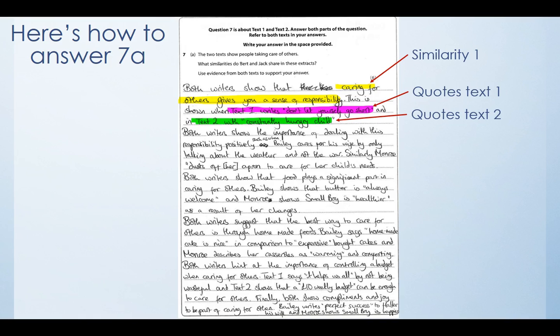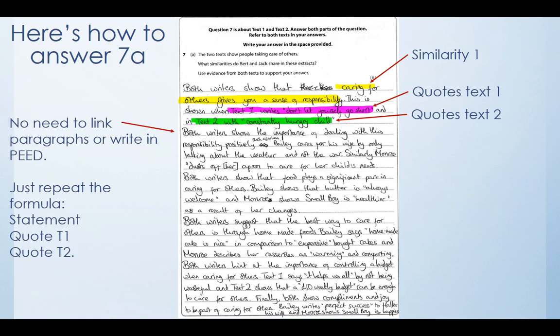So it's very simple. There's not much in the way of linking. It is organised into a paragraph. It is in proper sentences. However, you can see that there is no linking of these paragraphs. They're just 3 little chunky paragraphs on 3 different similarities, and all they've done is just to repeat that process.